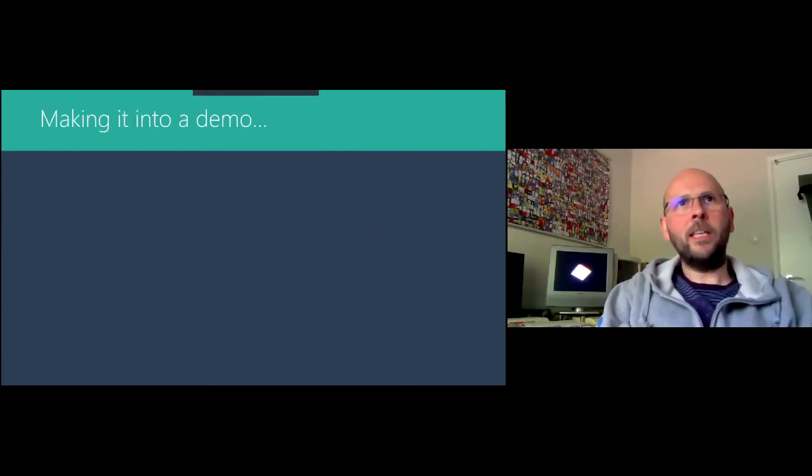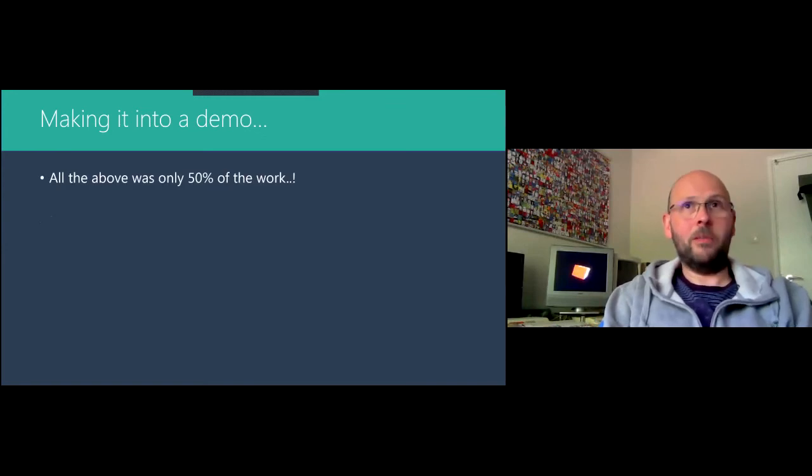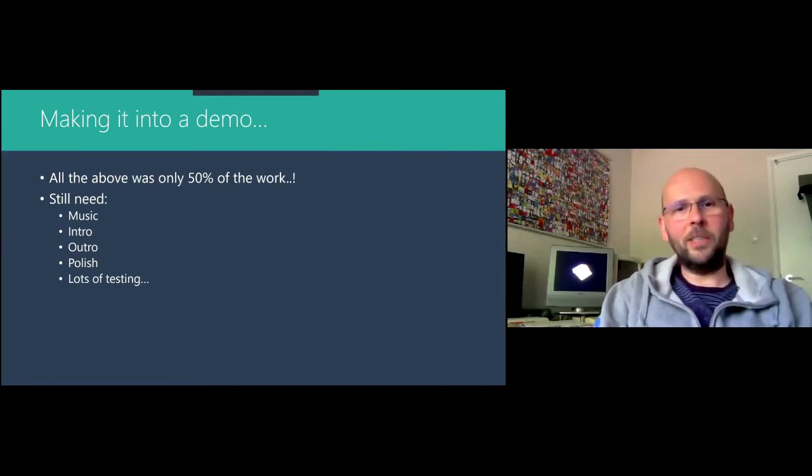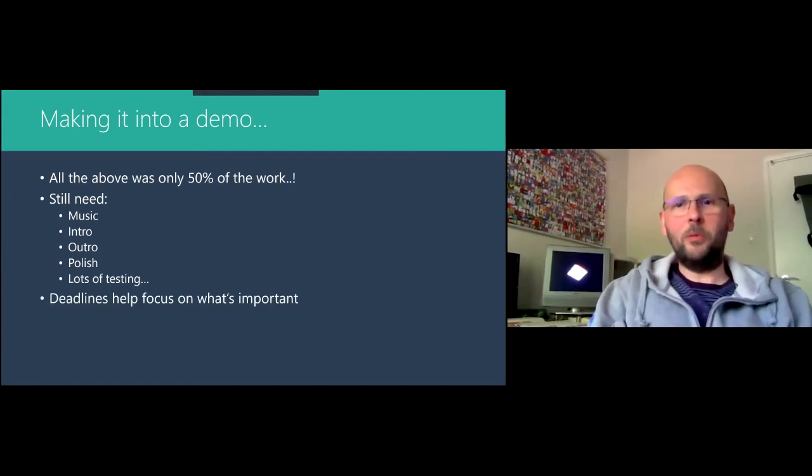So that's a real whistle-stop tour of everything that we did to make the 3D demo work. But that's about 50% of everything that we had to do to make it into something we could actually release. There's still music needed. There's the intro that you saw. There's the outro that you saw. There's lots and lots of attention to detail that goes into polishing the demo and making it look and feel as smooth as possible, trying to remove any glitches, and lots of testing, particularly on different types of hardware, different devices. And deadlines help with this. It really helps you focus on what's important.